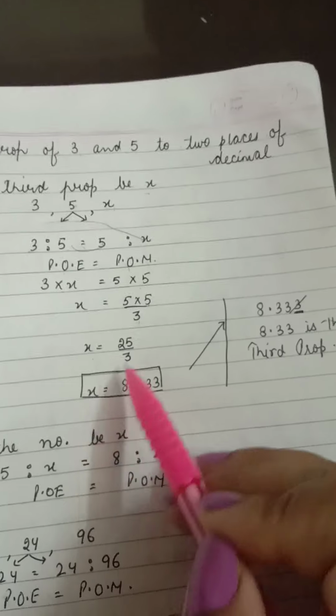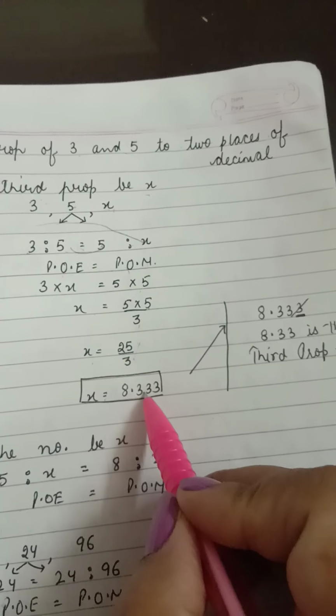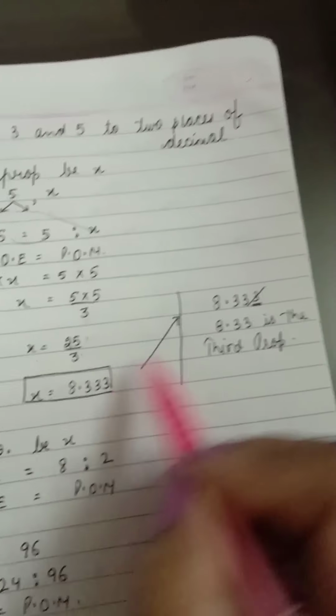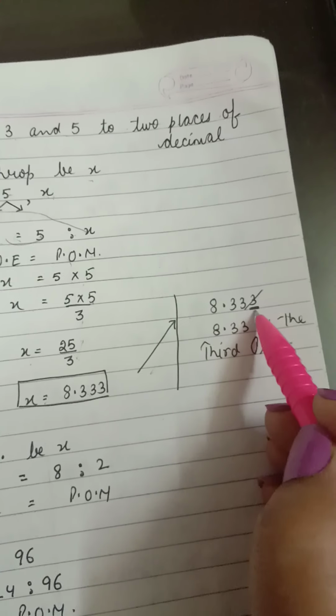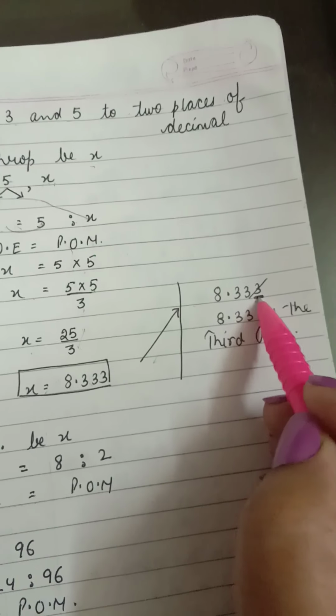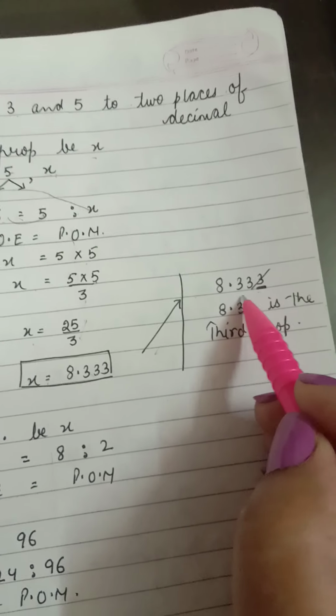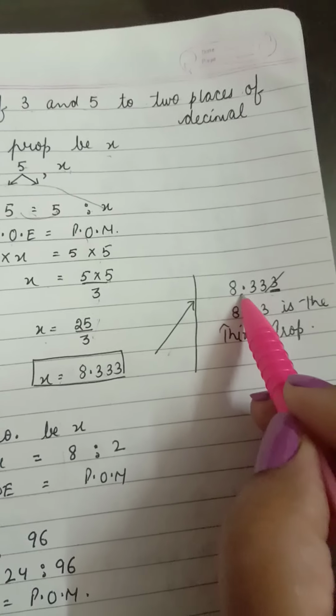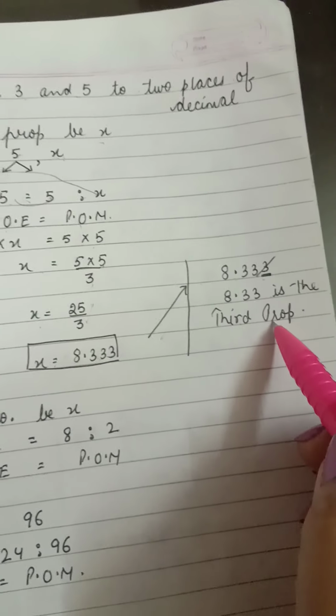X is equal to. Now find your answer in decimals. We'll find it to 3 decimal places and then round it off. 8.333. Now how do we round it off? Again, the underlying digit is extra, but it is less than 5. So if the digit is less than 5, we simply cancel it and we do not add anything to the previous digit. So the answer 8.33 is the third proportion.